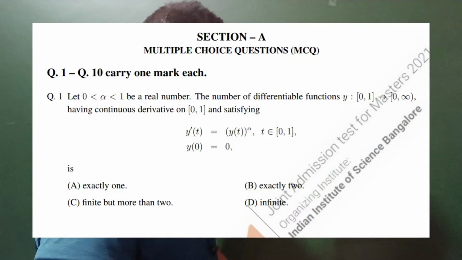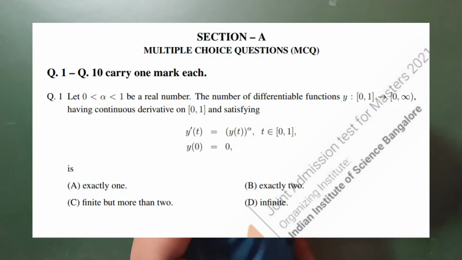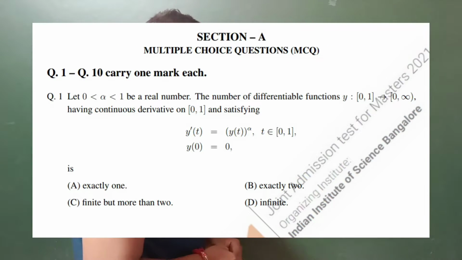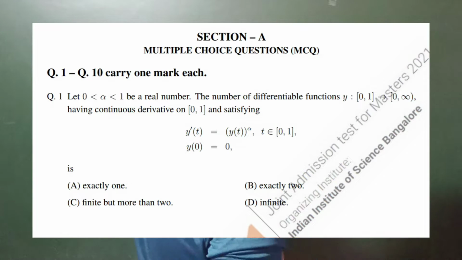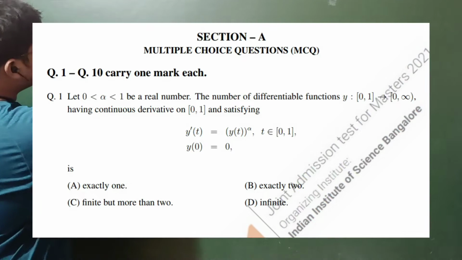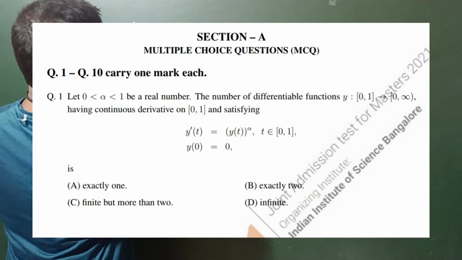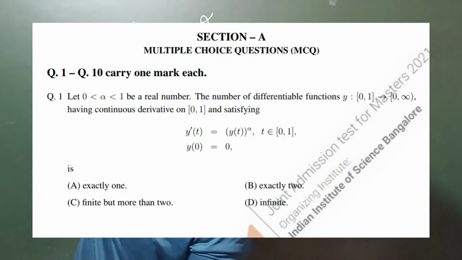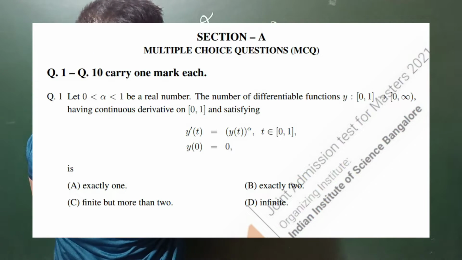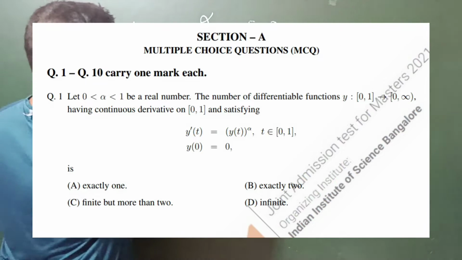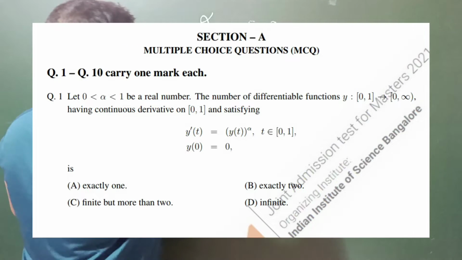Today we are going to discuss the 2021 previous year JAM questions. Section A. The first question is: let 0 < alpha < 1 be a real number. The number of differentiable functions y from [0,1] to infinity having continuous derivative on [0,1] and satisfying y'(t) = y(t)^alpha, when t belongs to [0,1], and y(0) = 0, which is the given condition.